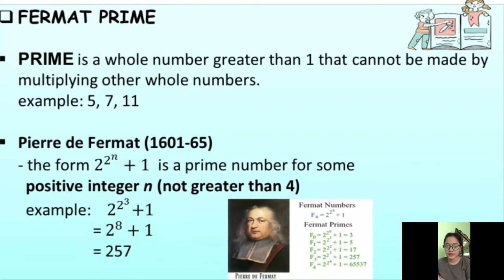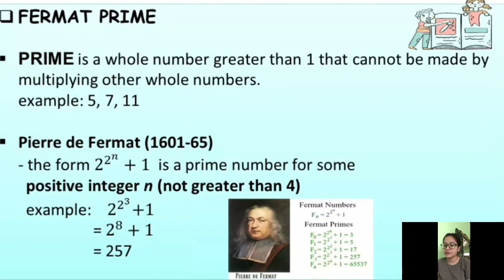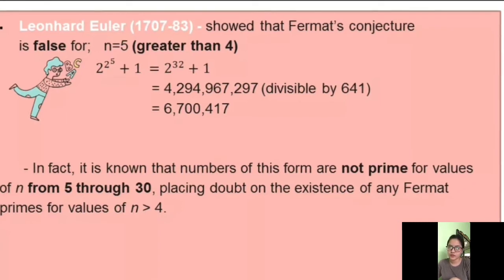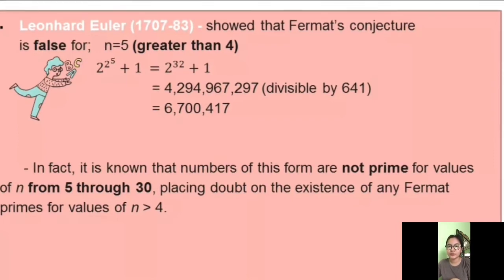His basis was his knowledge that numbers of this form are prime for values of n from 1 to 4. And the French mathematician Pierre de Fermat conjectured that all numbers of this form are prime. Next, focus on this one. The Swiss mathematician Leonhard Euler showed that Fermat's conjecture is false. For him, he used n greater than 4, which is the number 5. But according to Pierre de Fermat, it's not greater than 4.